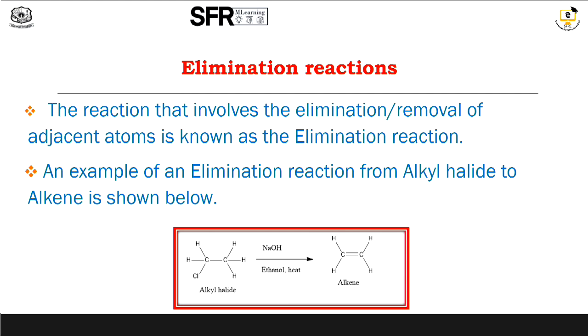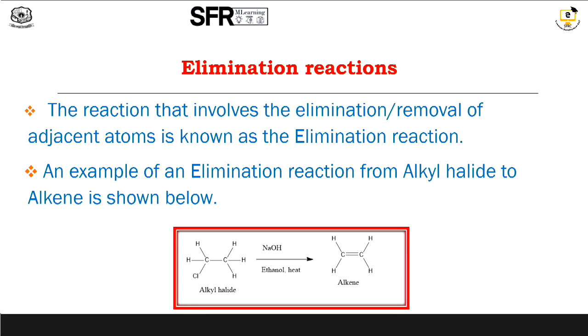In the previous case also we took alkyl halide in which substitution is observed. Here when you change the condition, you take the alkyl halide and treat it with sodium hydroxide in the presence of ethanol under heating. You will get alkene as a product. Here the alkene we obtained is ethylene. What happens here? Here the dehydrohalogenation takes place.